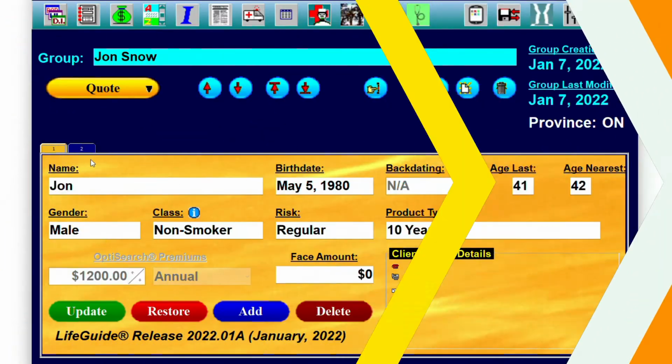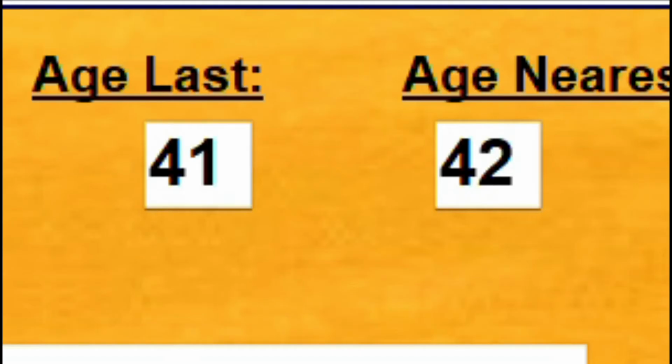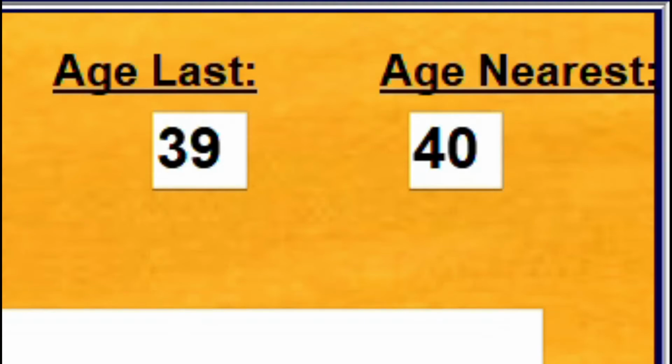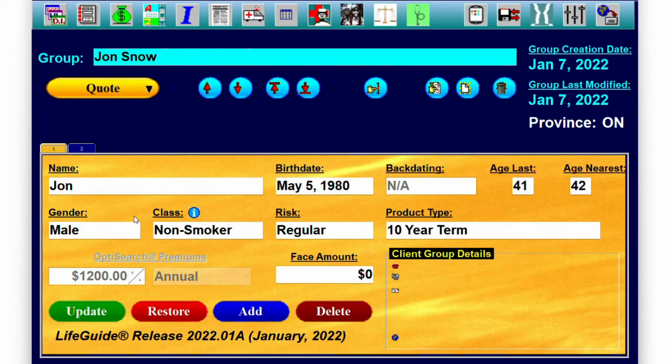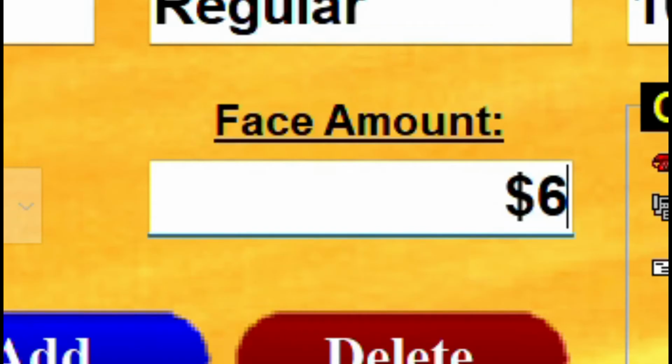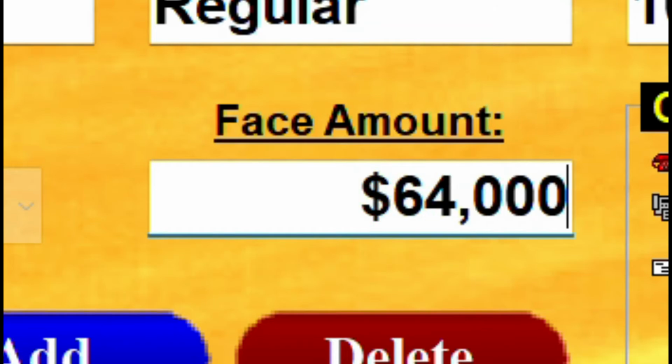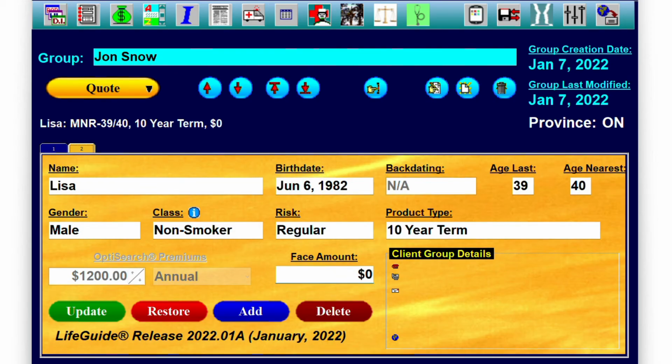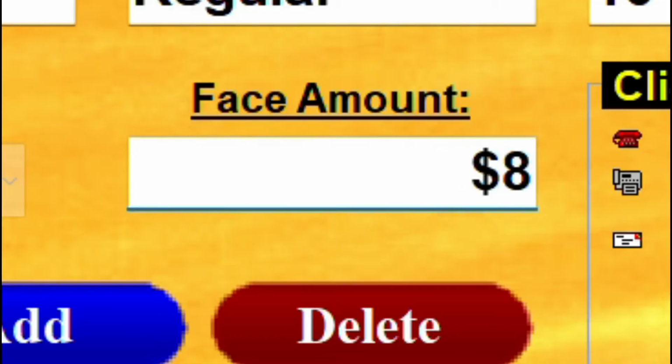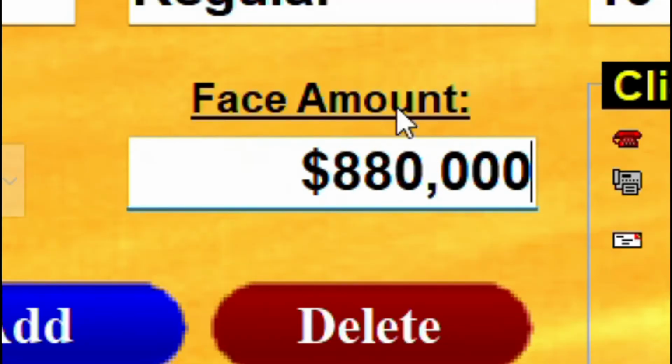So now that we have determined the amount of insurance that John and Lisa need, we can proceed to look at some quotes. So for the quote, let's assume that John is 41 years of age and Lisa is 39. Now from the needs analysis, we determined that John needed a total of $637,000. So let's just round it up to $640,000.